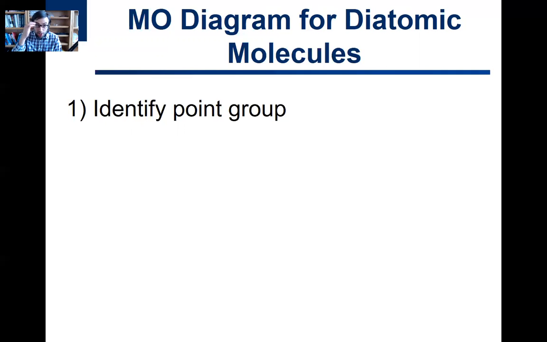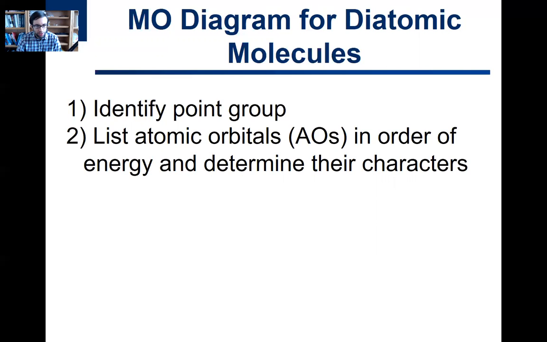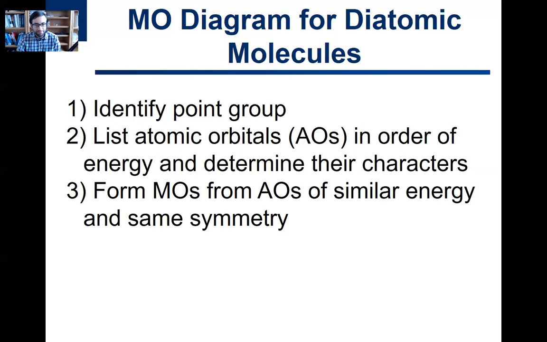These are the easiest MO diagrams to construct. And we're taking a group theory approach here. So we're going to be identifying the point group. That's the first thing we're always going to do. Get a new molecule, we identify the point group. Then we're going to list the atomic orbitals that are going to participate in bonding. Those are going to be the atomic orbitals of the valence, that contain valence electrons or could contain valence electrons. We're going to list those in terms of their energy ordering, and then we're going to determine their characters. So we're going to determine their symmetry in that point group, right?